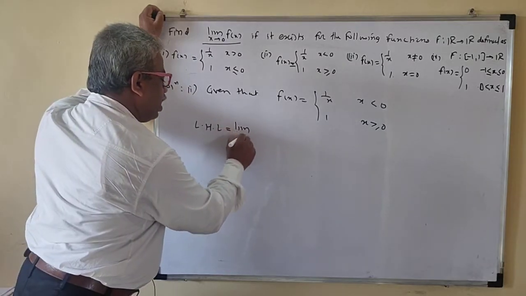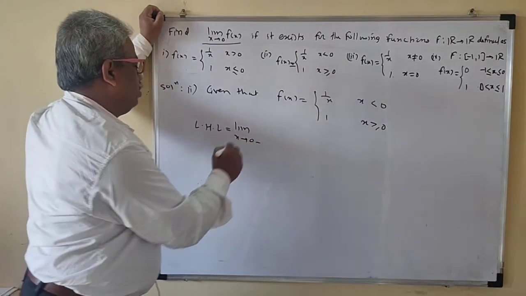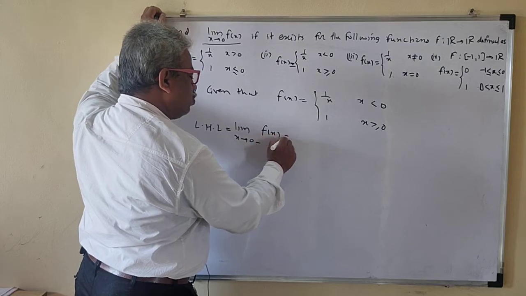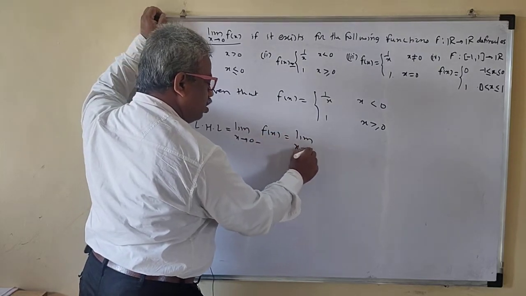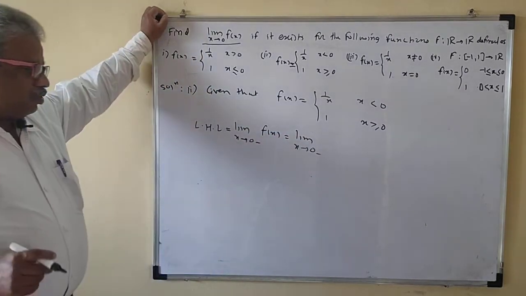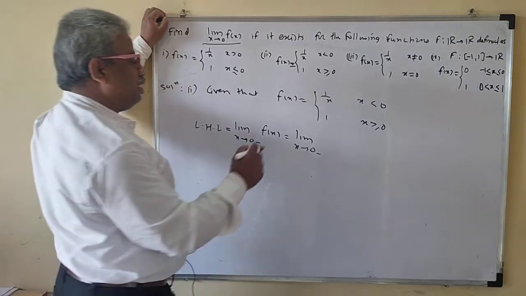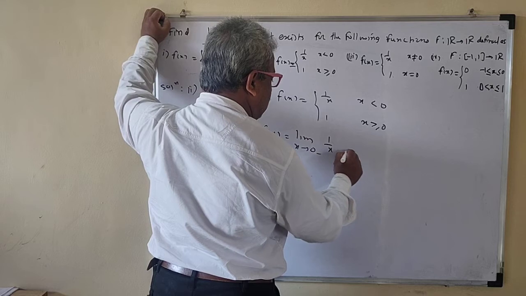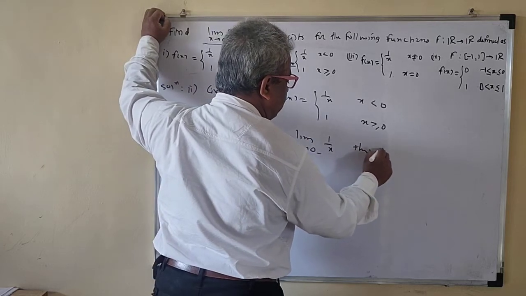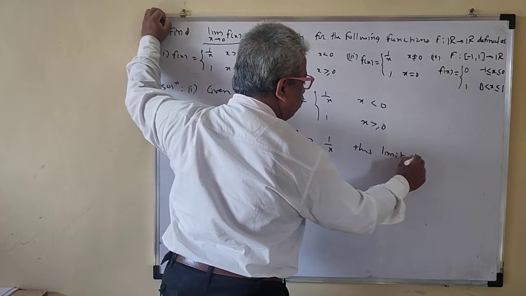So limit as x tends to 0 minus of f of x. Now we put the function f of x. x tends to 0 minus means x less than 0, and for x less than 0 the function is 1 upon x. This limit again does not exist.